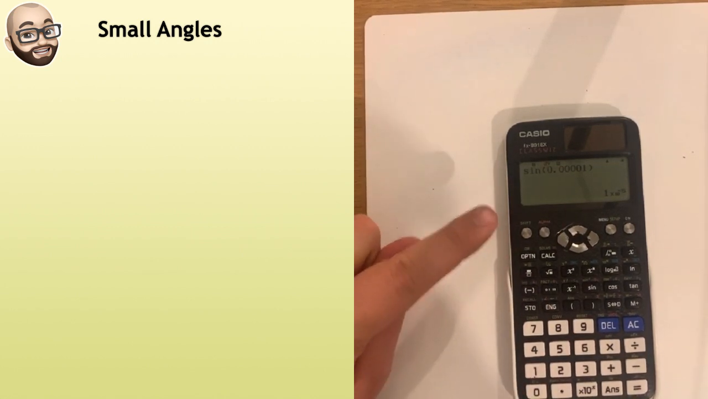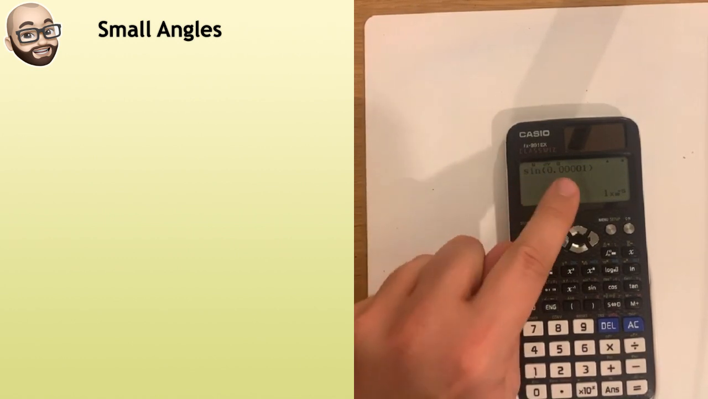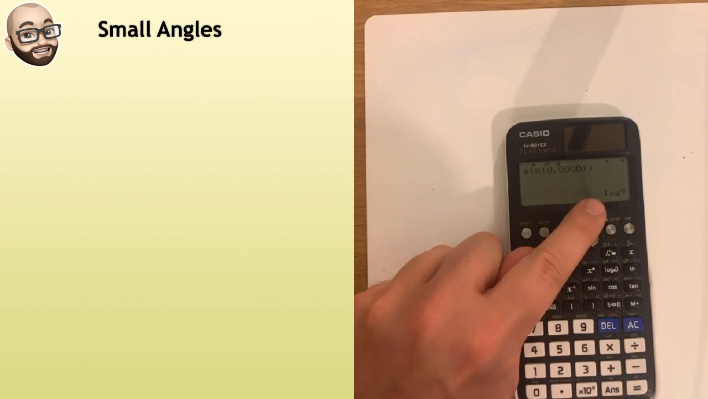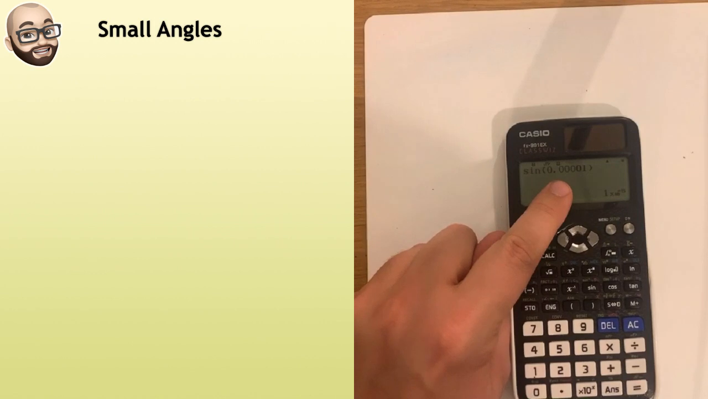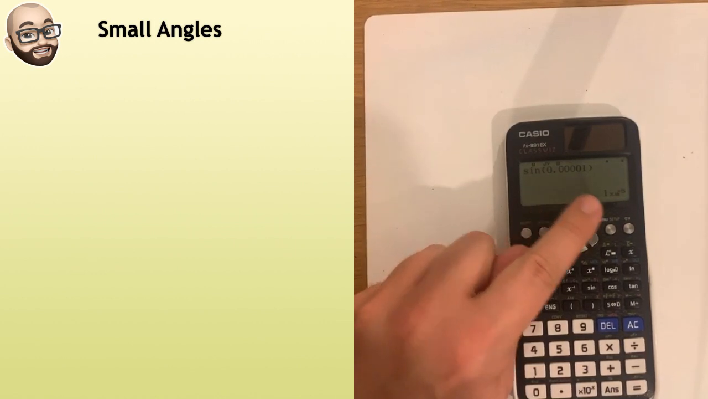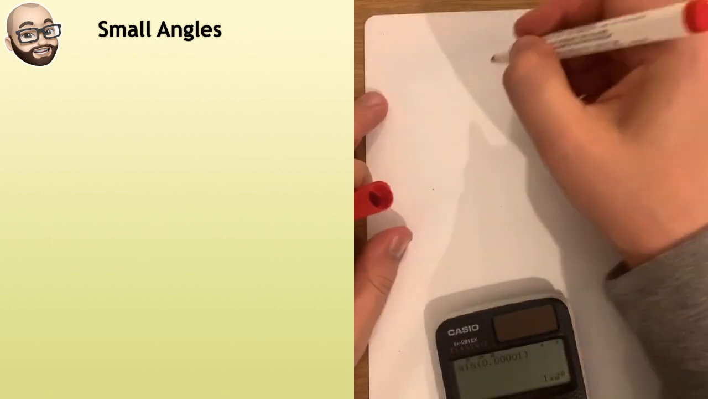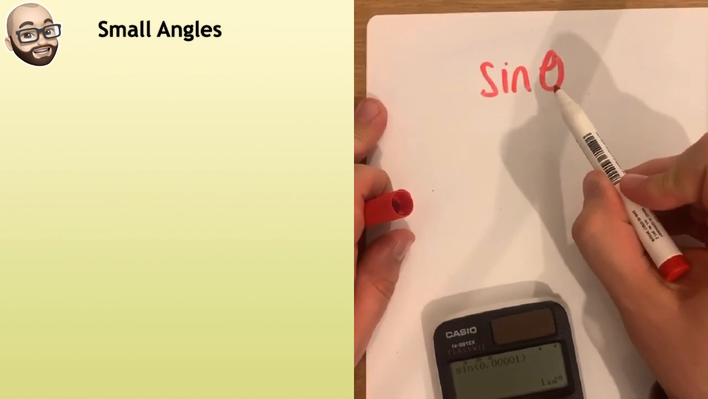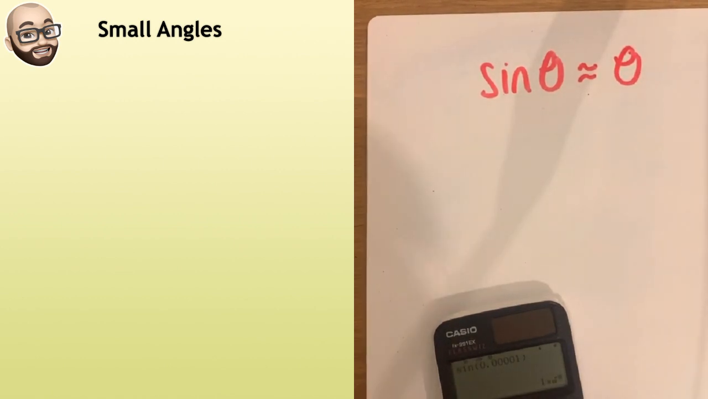Now this here is our first small angle approximation. It says sine of a very small angle just gets you that angle. There seems to be no difference between the angle we've put in and what happens when we do sine of it. I'll write this on the board, that here is our first approximation. If we put an angle in and it's very, very small, your calculator is just going to say it's whatever the answer is in the first place.